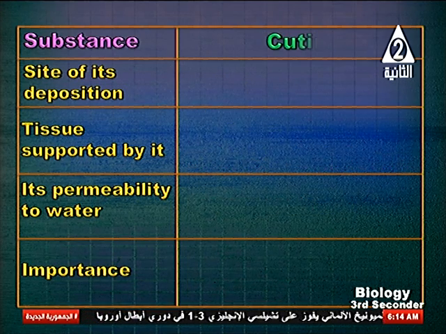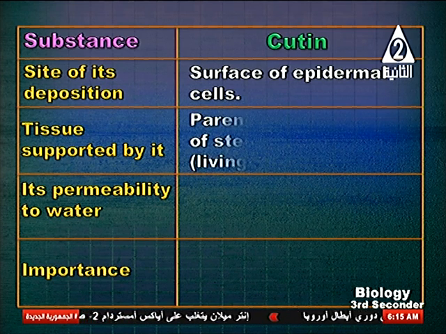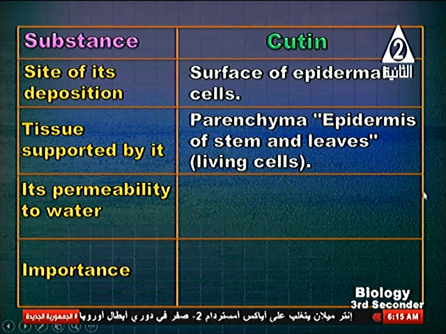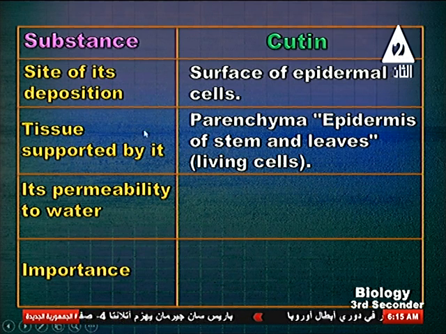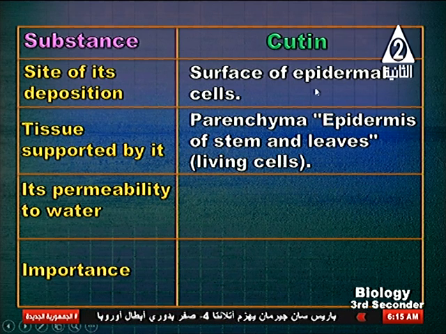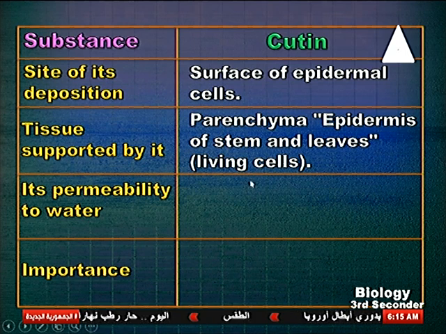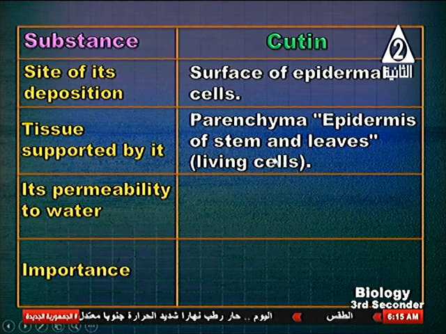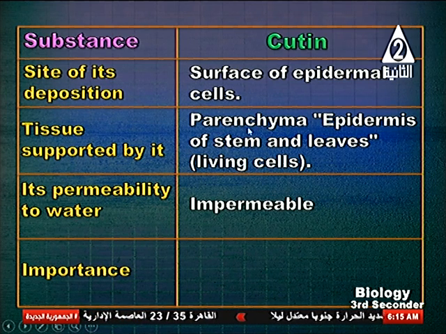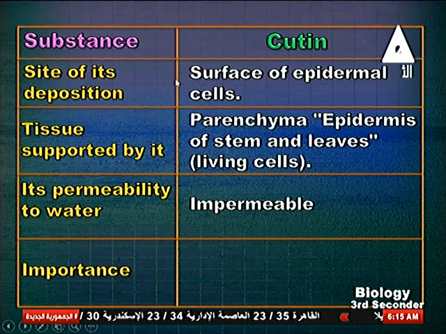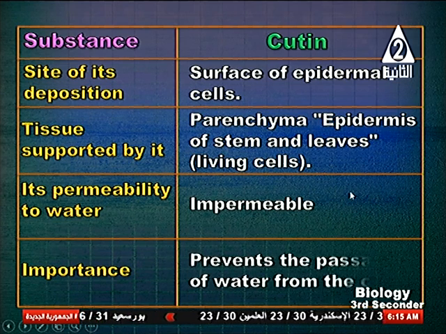The third substance is cutin. Cutin is present on the surface of epidermal cells. It is present in parenchyma because epidermis is also parenchyma tissue. Cutin is present on the outer surface of the epidermis layer of stems and leaves, and they are living cells. Pay attention here: cutin is water impermeable, but it is still parenchyma living tissue because cutin covers the epidermis or parenchyma tissue from one side only, not surrounding the cell. Okay, it is a very important point.